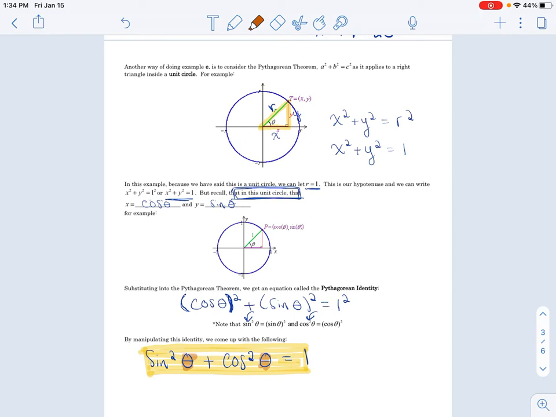You want to get this memorized, if not now, but you've got some time, but especially before we get into Unit 6. You're going to be using this identity often.